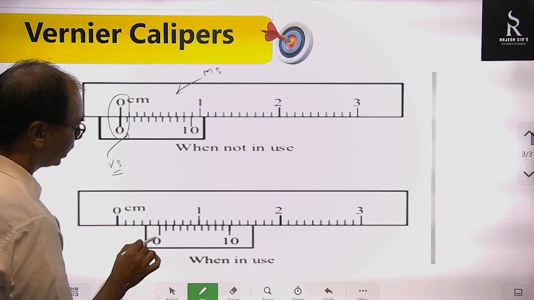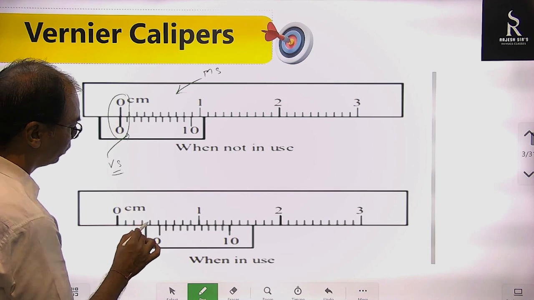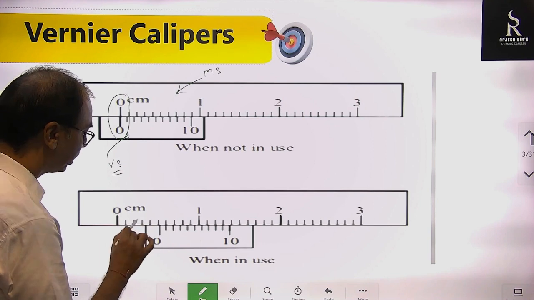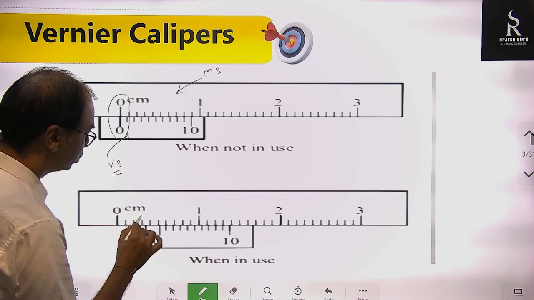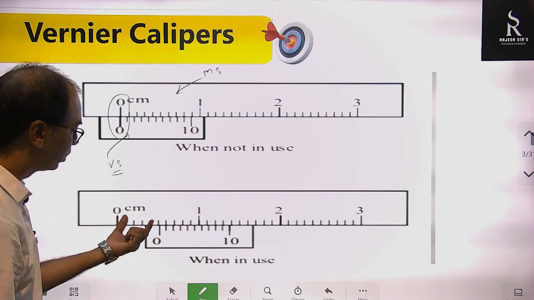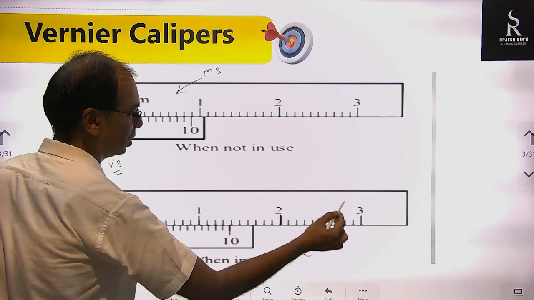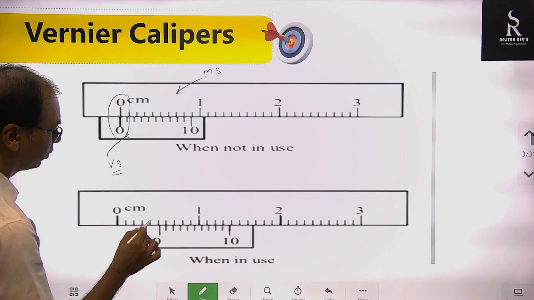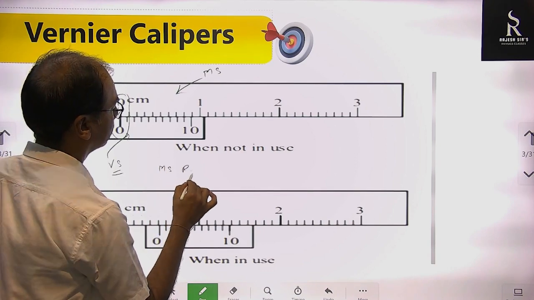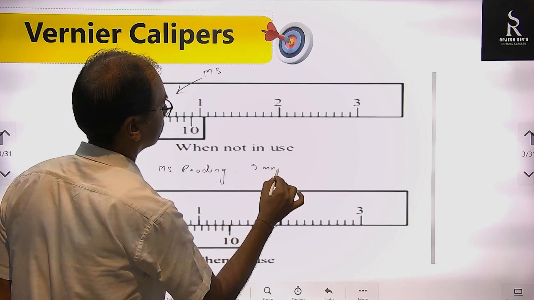First, you need to find out where the 0 of vernier scale is. 1, 2, 3, 4, 5. So this is the reading of main scale. What is the reading of main scale? 1, 2, 3, 4, 5. So 5 is what? 5 mm, because this is a centimeter scale. This is 0 centimeter, this is 1 centimeter, this is 2 centimeter, this is 3 centimeter. So 1, 2, 3, 4, 5, that is 5 mm. So main scale reading is 5 mm. Is that all?